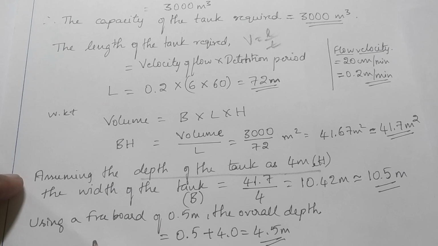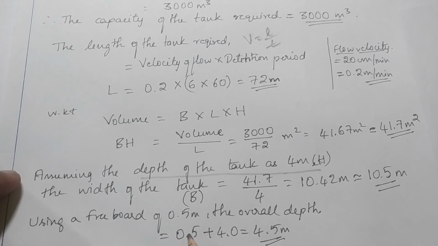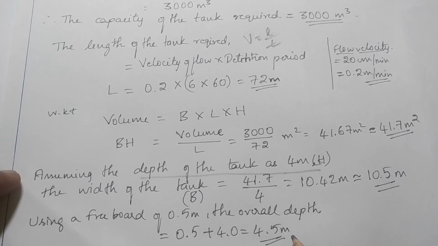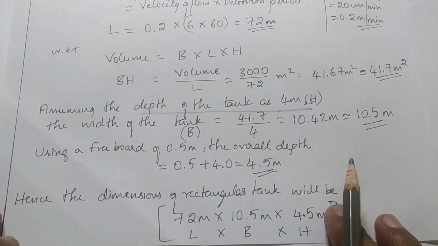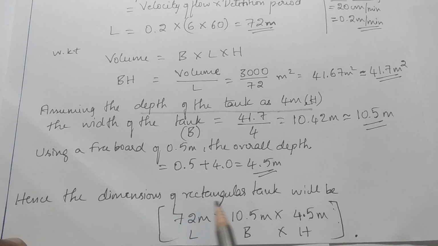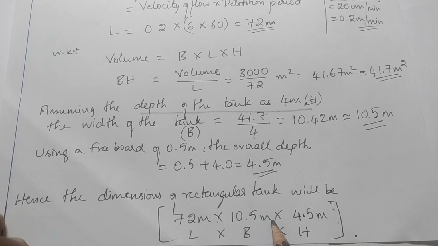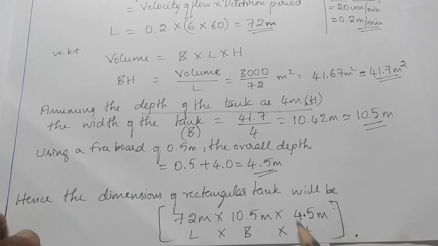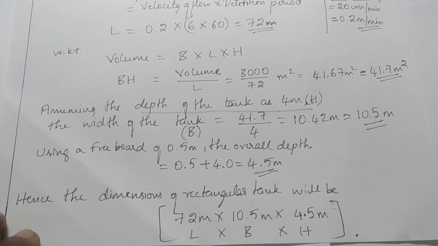Before writing out the dimensions, I need to give some arrangements for freeboard also. So the depth has to be increased by 0.5. So 0.5 plus 4 is 4.5. Now if I finally write down the dimensions, the dimensions of the rectangular tank will be 72 meters in length, 10.5 meters in breadth and 4.5 meters in depth. So these are the dimensions of the rectangular sedimentation tank for this given set of data.